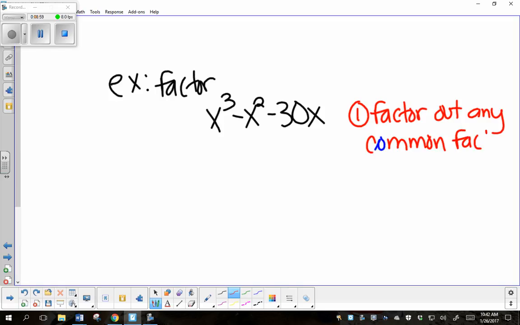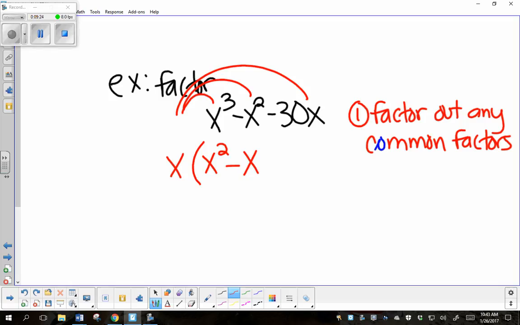factors. So if all three terms have something you can factor out, you want to go ahead and pull that out. So if I look at these three terms, I see that they all have an x that I can pull out and put in front here. So I'm going to pull that x out in front and write what I'm left with. So my first term was x cubed. I took an x. I'm left with x squared. My second term was negative x squared. I took out one of those x's, so I'm just left with 1. And then my last term was negative 30x, so I'm just left with the negative 30.